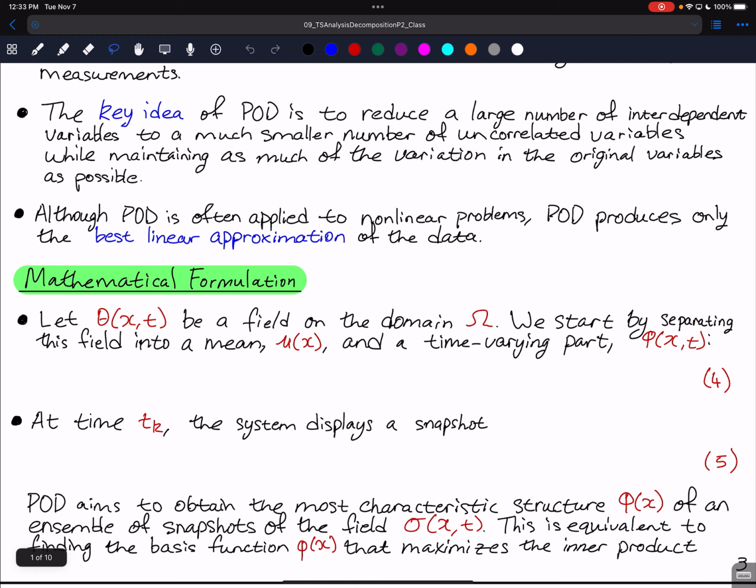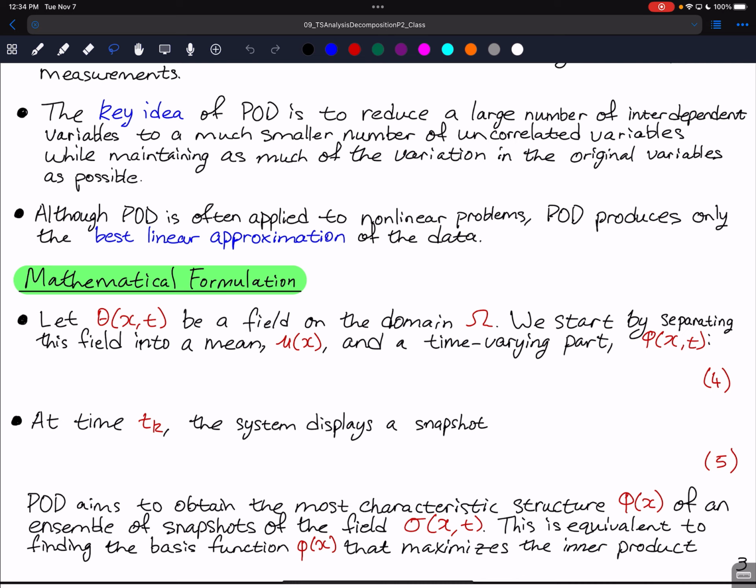Okay, so the key idea of the proper orthogonal decomposition is basically to reduce a large number of interdependent variables. In this case, we're thinking of like displacement responses of a multi-degree of freedom system. They're interrelated or coupled together just through the structure itself, the physics of the structure. We want to reduce that into a much smaller number of uncorrelated variables while maintaining as much of the original variation in the data as we can.